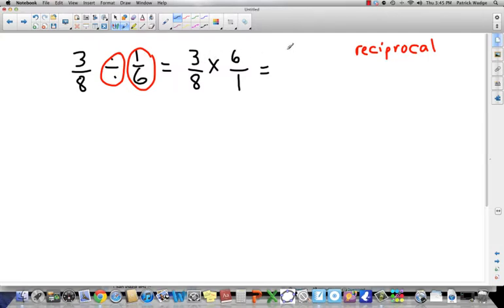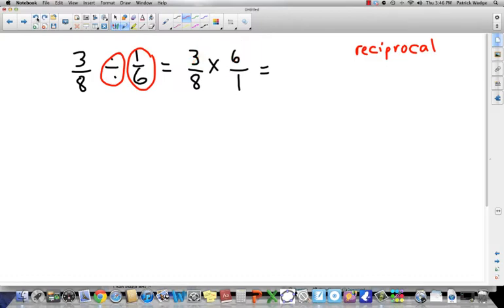You could go 3 times 6 is 18, and 8 times 1 is 8, and then simplify. But why don't we try to simplify before? Now, be careful here. Sometimes people get excited and say that 3 and 6 could be simplified. They go like this: 3 and 6. Divide 3 by 3, I get 1. Divide 6 by 3, I get 2. Yay. Can you do that? No, you cannot. So let me undo those steps.